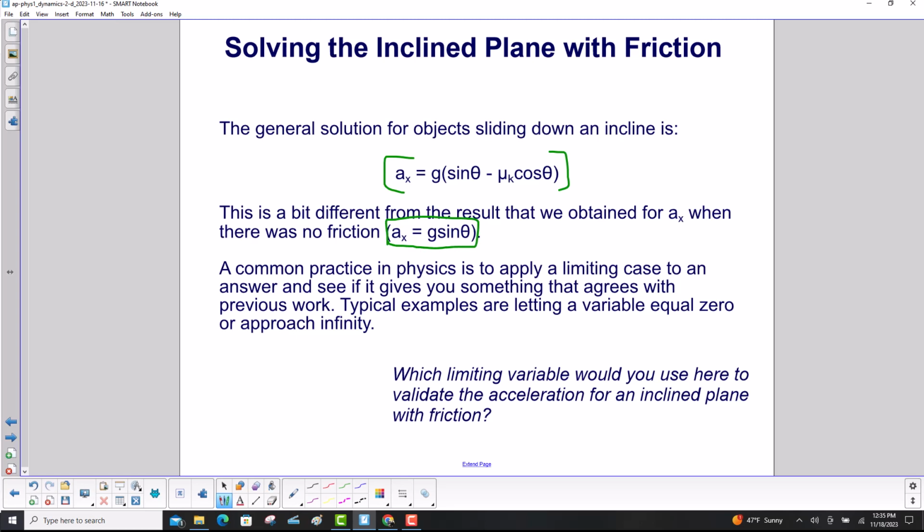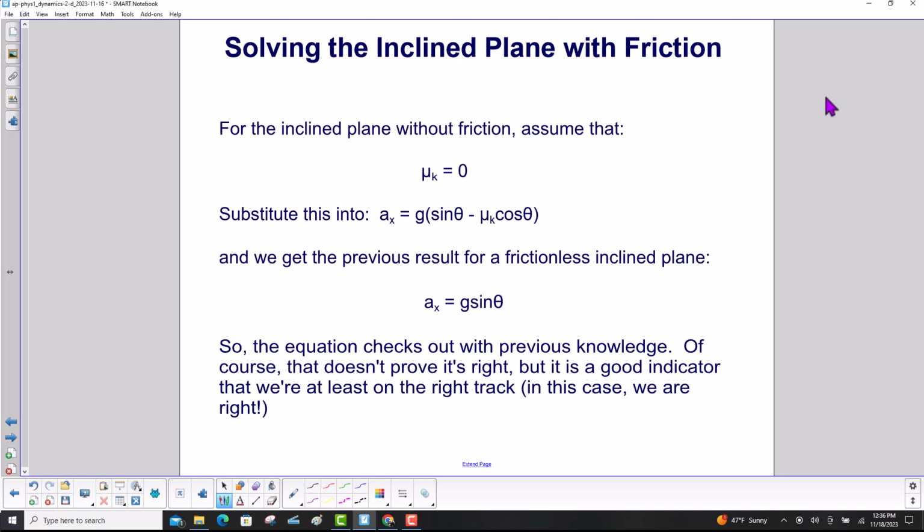A common practice in physics is to apply a limiting case to an answer and see if it gives you something that agrees with previous work. Typical examples are letting a variable equal 0 or approach infinity. Which limiting variable would you use here to validate the acceleration for an inclined plane with friction? For the inclined plane without friction, we assume that mu k is equal to 0. We substitute that into our general equation here with friction, and we get the previous result for a frictionless inclined plane. So the equation checks out with previous knowledge. Of course, that doesn't prove it's right, but it is a good indicator that at least we're on the right track. And in this case, we are right.